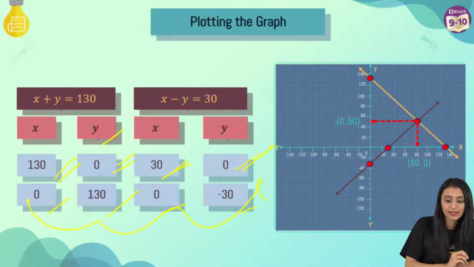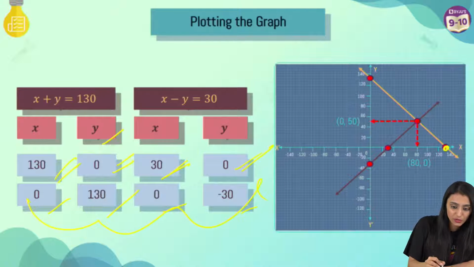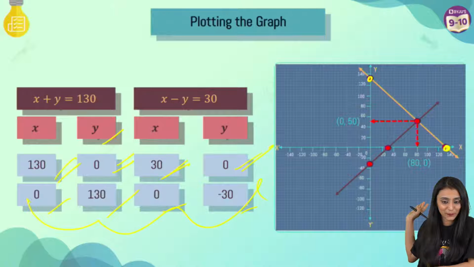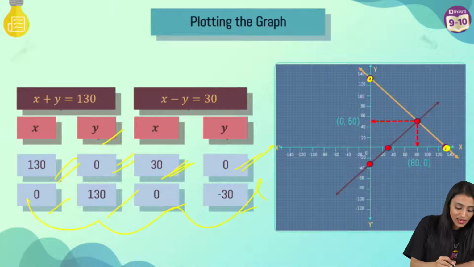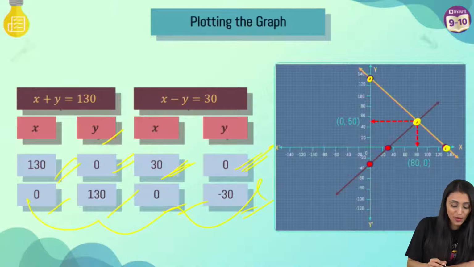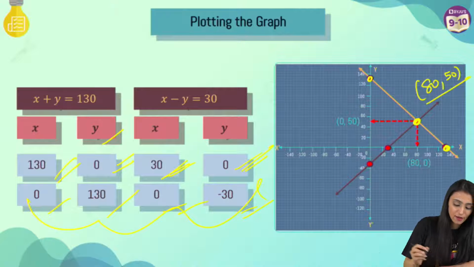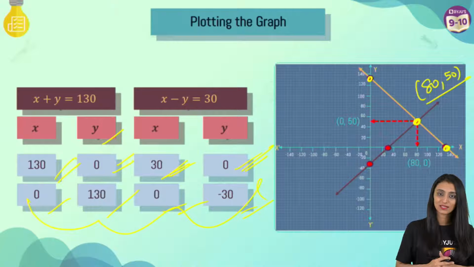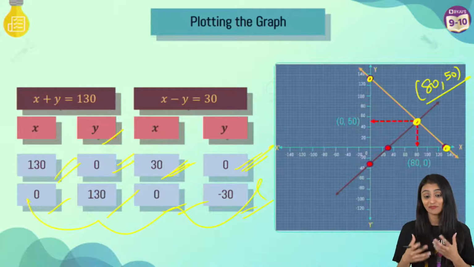So x is 130, I said, y is 0. Where is it going to be? It's going to be here. And x is 0, y is 130, it's going to be here. You just have to join these points using a line. Similarly here as well, these are the 2 points, 30, 0, 0, minus 30. You just have to plot them. Once you plot them, you get this common intersection point. That's going to be 80 and 50. So 80, 50, that's the common intersection point. I hope this is clear now. So we are getting this answer using the graphical method.